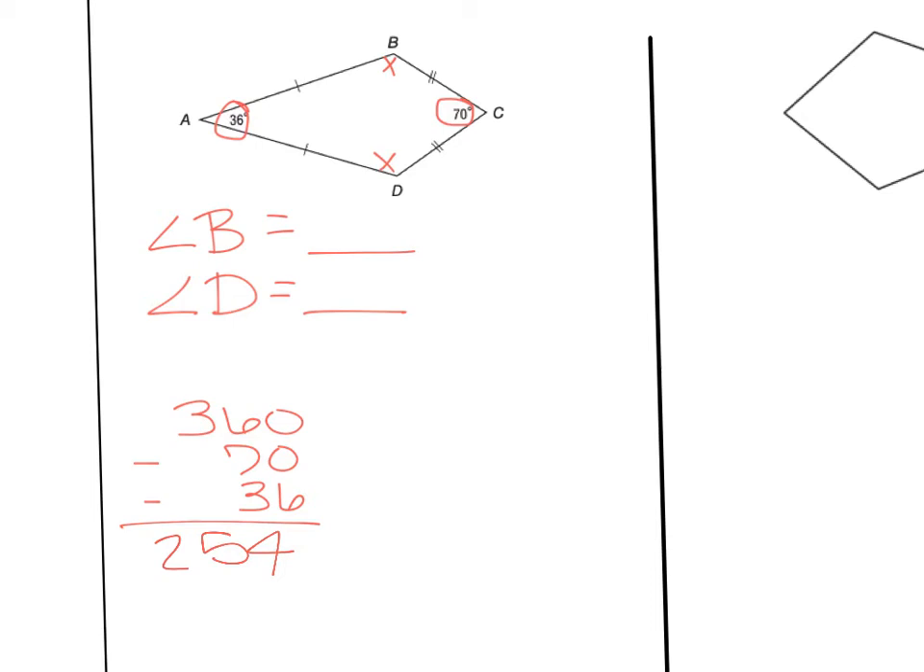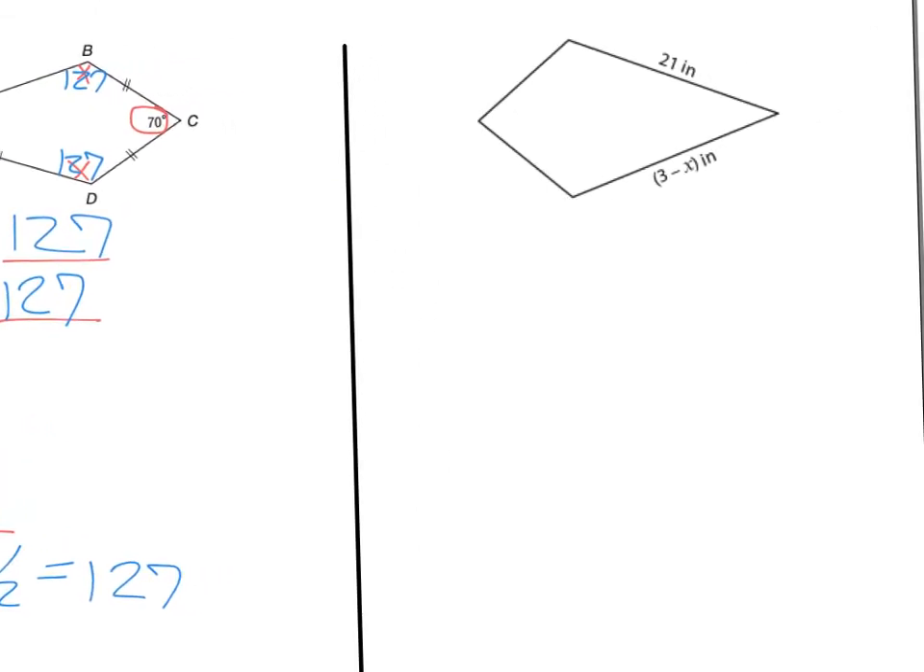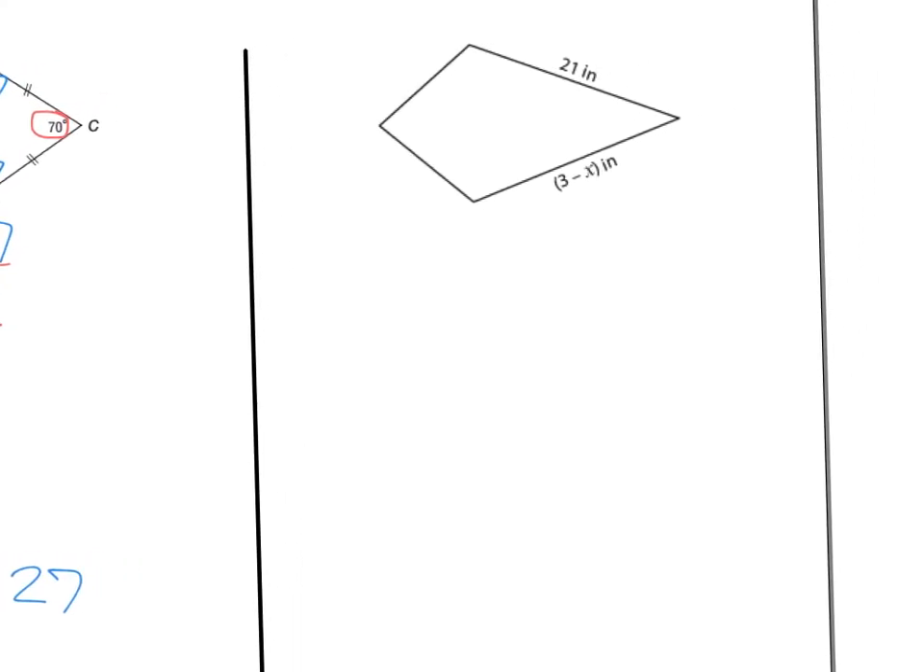Because they're congruent, they have to be the same. So I'm going to divide that by 2. And I'm going to get that each angle is 127 degrees. So angle B has a measure of 127 and angle D has a measure of 127. All right, so again, we figure out how many degrees we already have. We subtract it from 360 and then divide that answer by 2 to get our 2 congruent angles. And remember, those congruent angles are going to be opposite from each other.